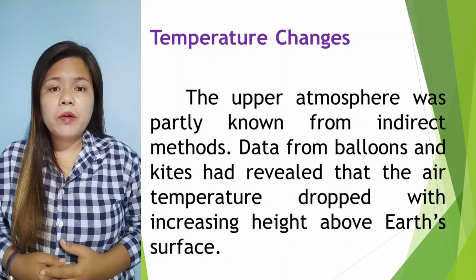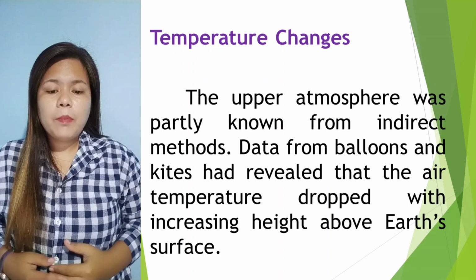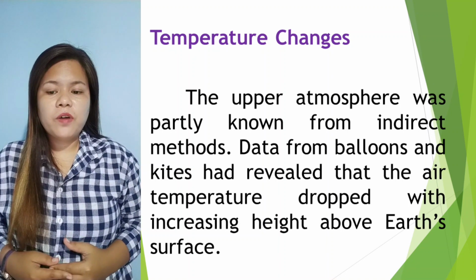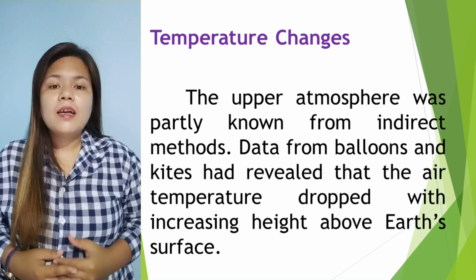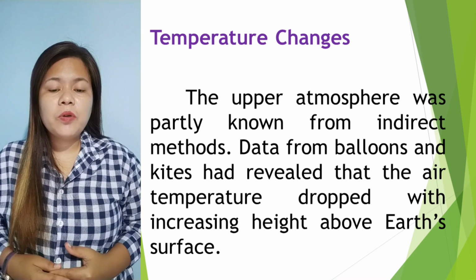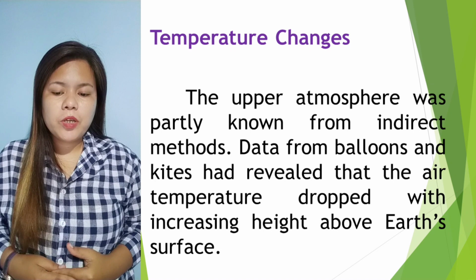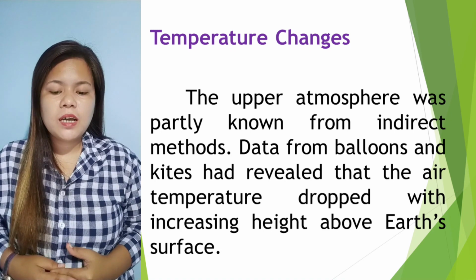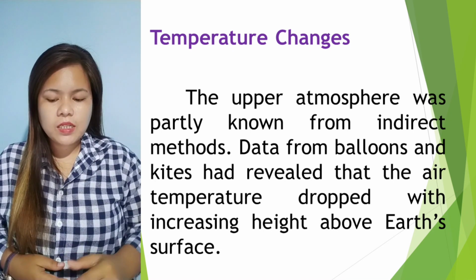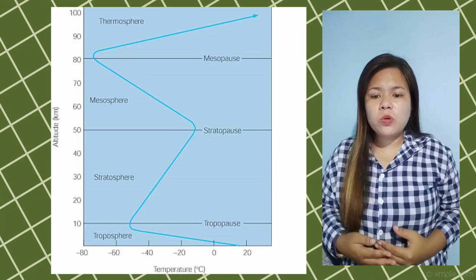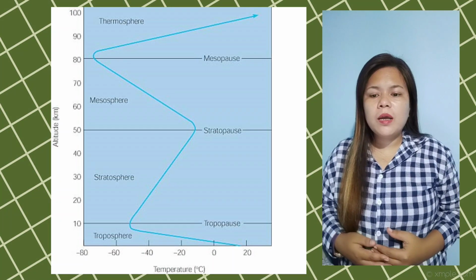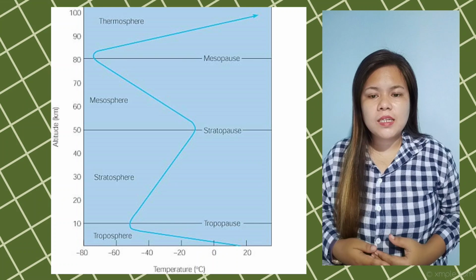So what are temperature changes? The upper atmosphere was partly known from indirect methods. Data from balloons and kites had revealed that the air temperature dropped with increasing height above Earth's surface. The graph shows the structure of the atmosphere based on temperature differences.